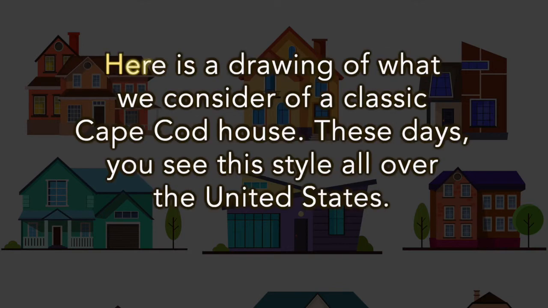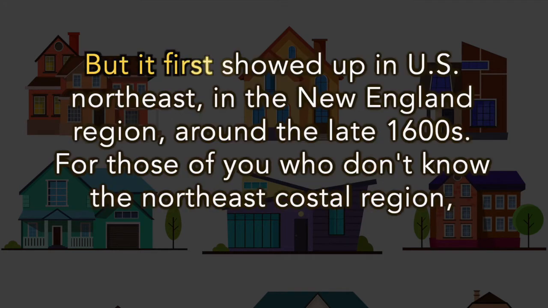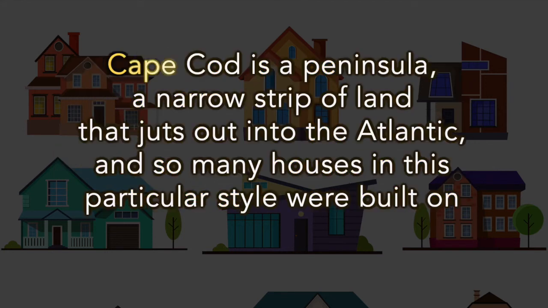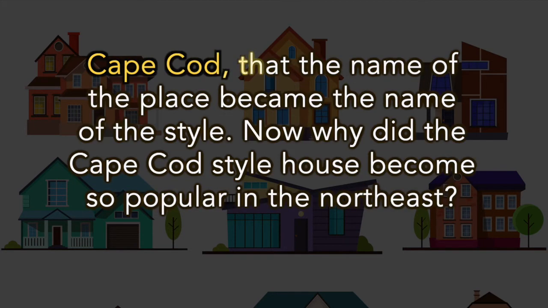That's the one. Here's a drawing of what we consider a classic Cape Cod house. These days, you see this style all over the United States, but it first showed up in the U.S. Northeast, in the New England region, around the late 1600s. For those of you who don't know the Northeast coastal region, Cape Cod is a peninsula, a narrow strip of land that juts out into the Atlantic. And so many houses in this particular style were built on Cape Cod that the name of the place became the name of the style.